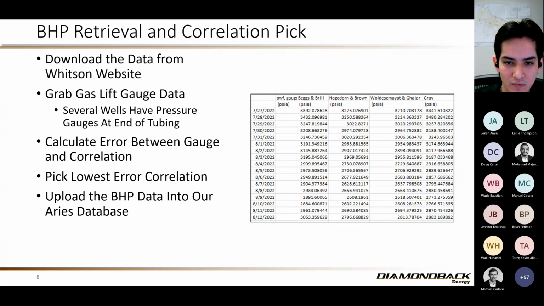So what we found was that the Beggs and Brill for this well had the lowest error compared to all the others. We've got several wells that have pressure gauges at the end of tubing, so Beggs and Brill probably won't be the correlation that we pick because we've still got to go back in and calculate the errors for those wells. But that's kind of the process that we did to pick our bottom hole pressure correlation that we want to pull into our SQL database.